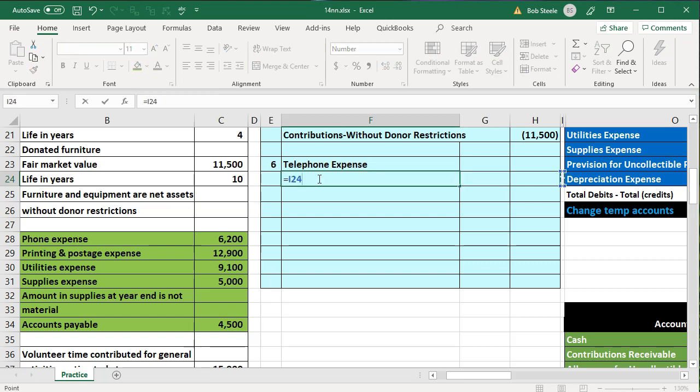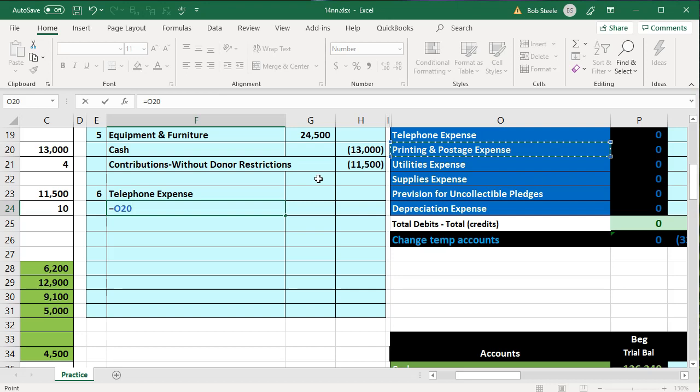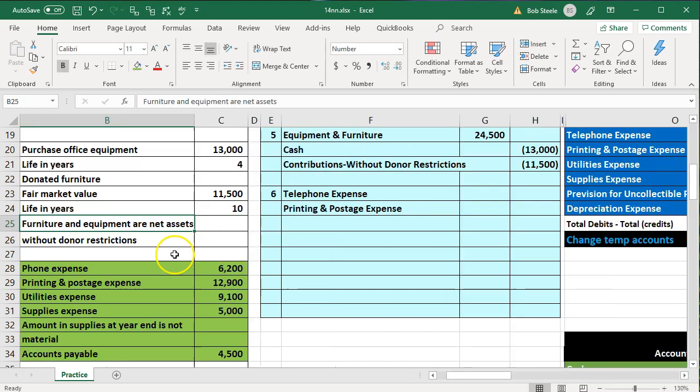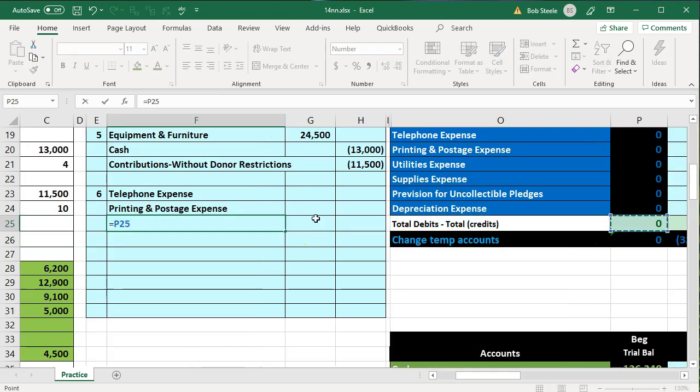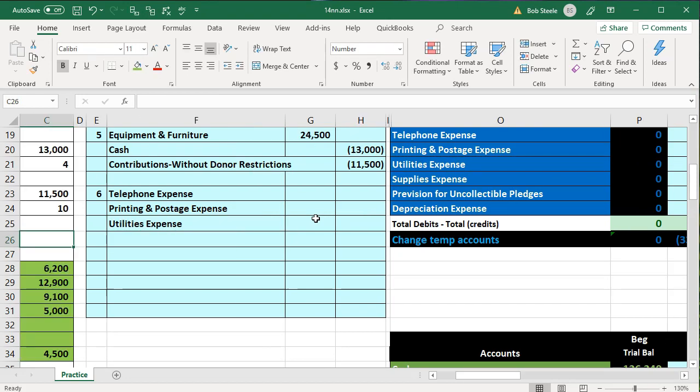So I'm just going to say this is equal to, I'm going to do all the accounts first and then pick up the numbers because I think it'll be faster. So printing and postage, so there's that one. The next one is utilities. So I'm going to say utilities. Let's find that on our trial balance. Notice it's a lot easier to do this if you have the trial balance, of course. That's the point of having a trial balance in front of us.